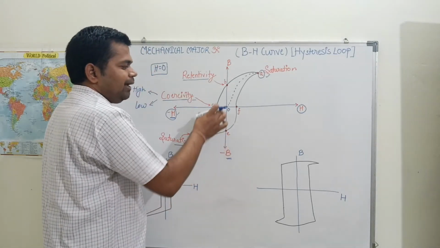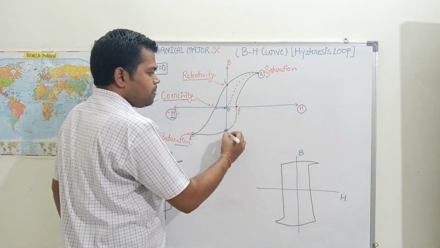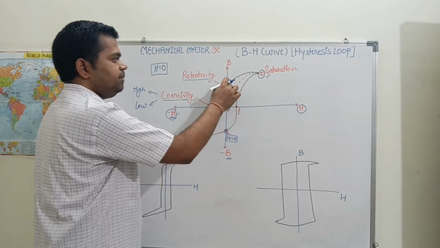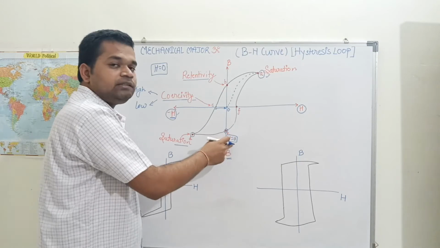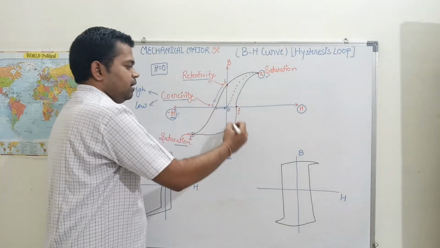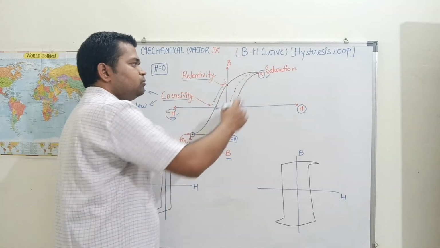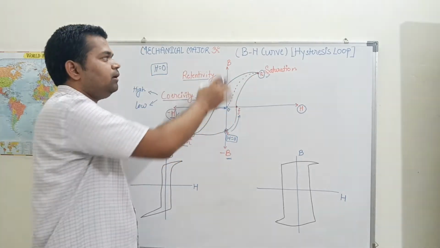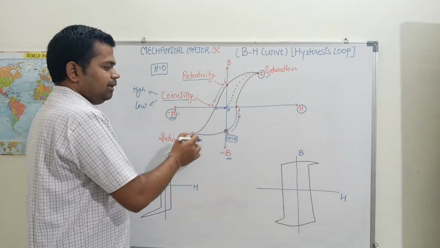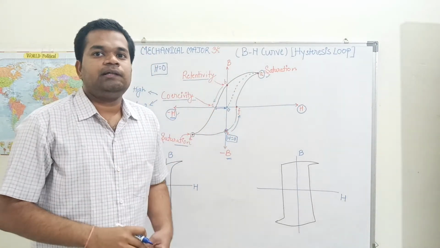Now we go further, increasing the value of H, that is the force. So here we come to point E, and at point E the H is again 0. Likewise at B we have H equal to 0, and at E also H is equal to 0. Now the same path will be traced from B to C and likewise from E to F. So we have found a closed loop curve, and this particular curve is called the BH curve or the hysteresis loop. So A, B, C, D, E, F, A, this whole loop is better called the hysteresis loop.